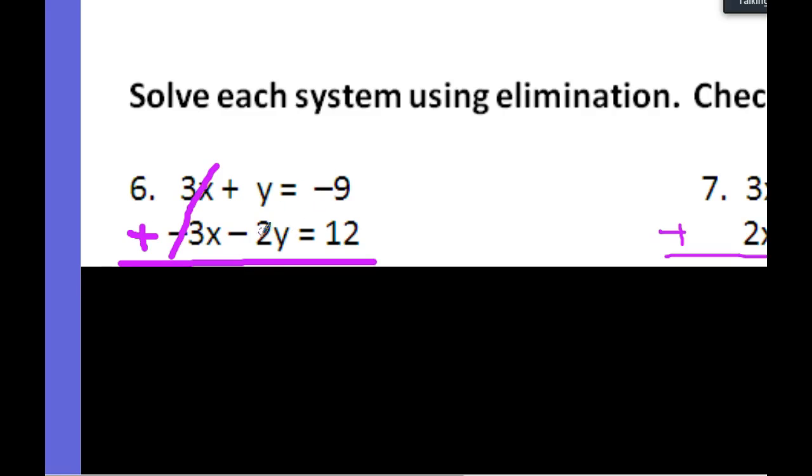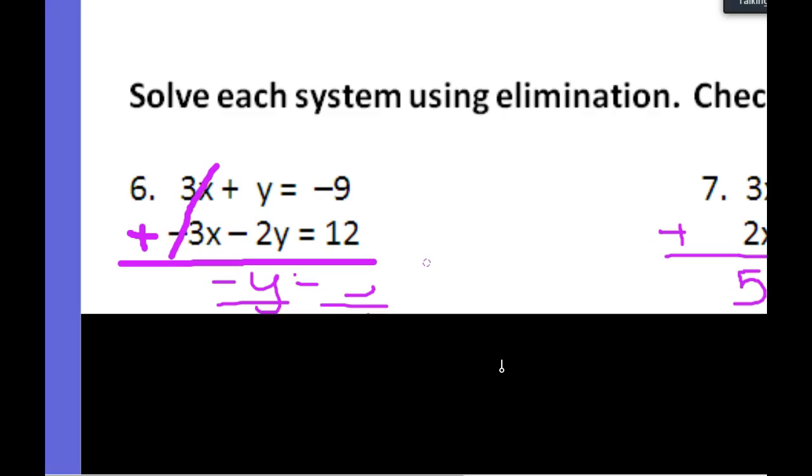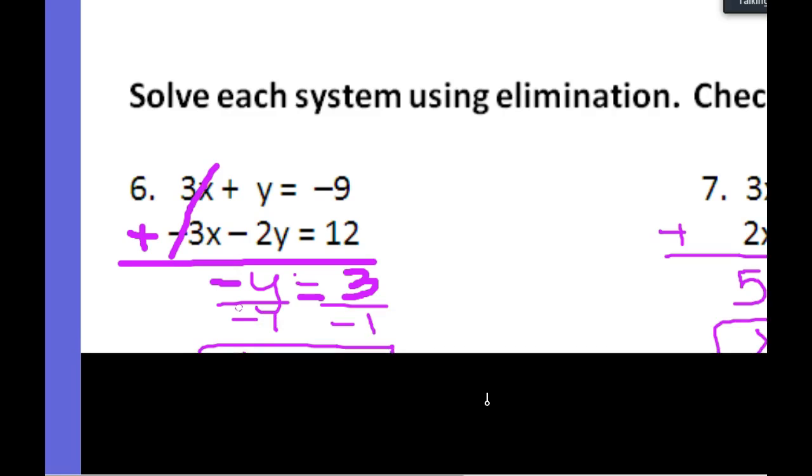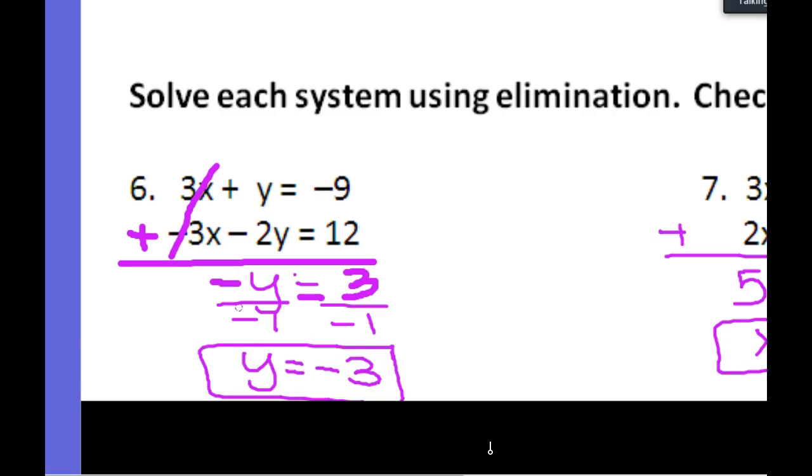Then you add y and negative 2y. And then you add negative 9 and 12. So that gives me negative y equals positive 3. And you can't have a negative on our variable. So we divide both sides by negative 1. And I get y equals 3. Or, sorry, negative 3 rather. Y equals negative 3.